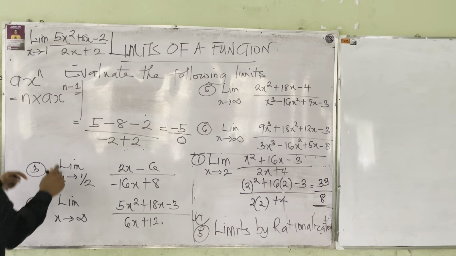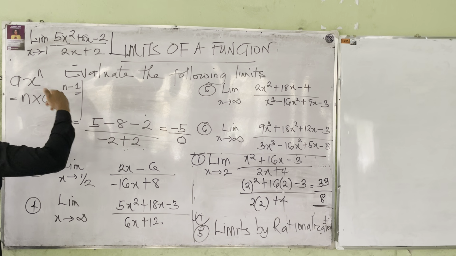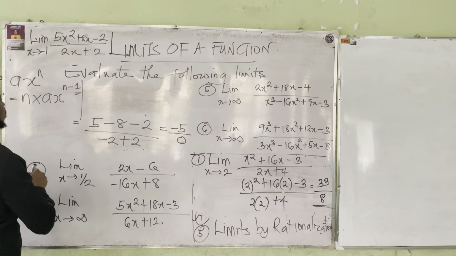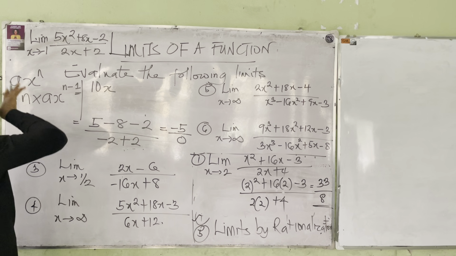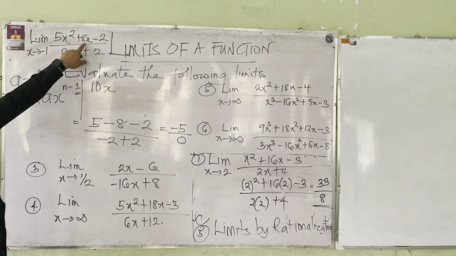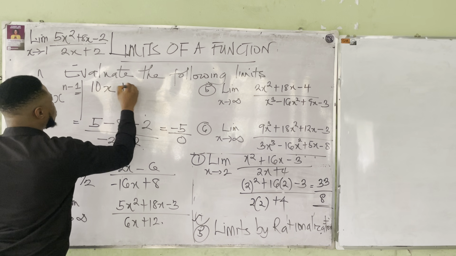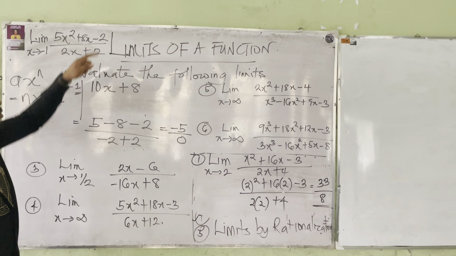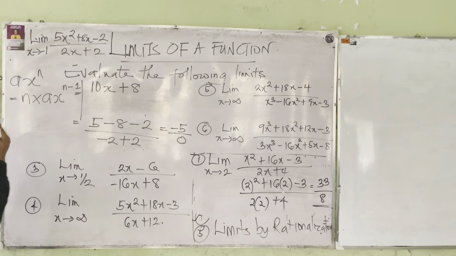So let us differentiate the top. The idea is that whenever you are differentiating, multiply the power by the coefficient, then subtract 1 from the power. 5x squared will give us 10x. Whenever you have something like 8x, where x does not have a power, you remove the x and take only the coefficient, so this will be plus 8. Then how about minus 2? Minus 2 is a constant. Whenever you are differentiating a constant, your answer is 0.